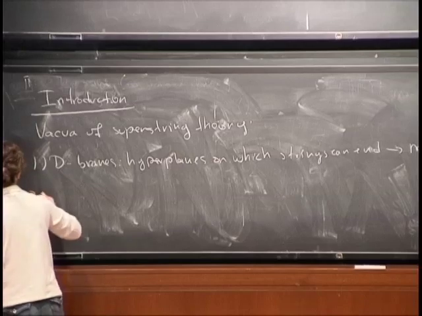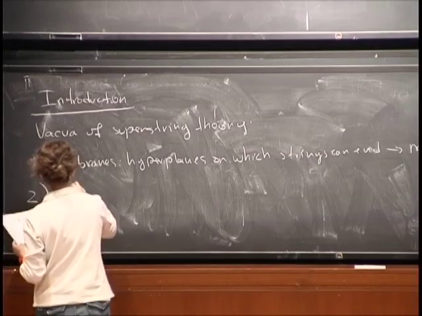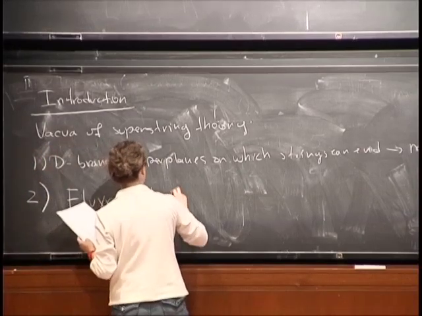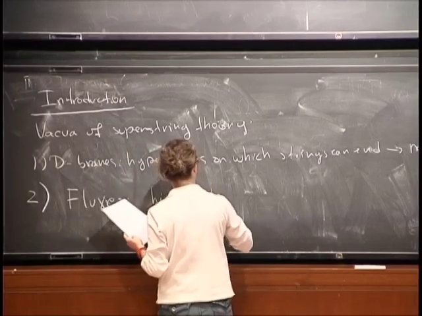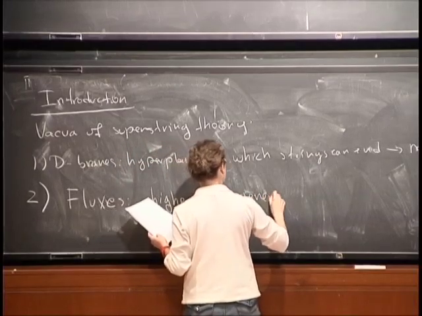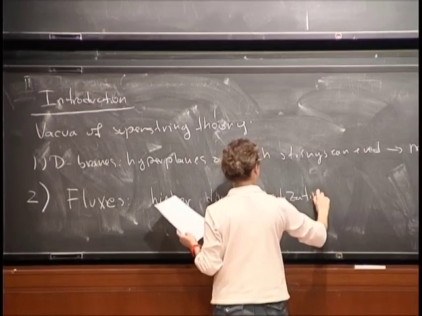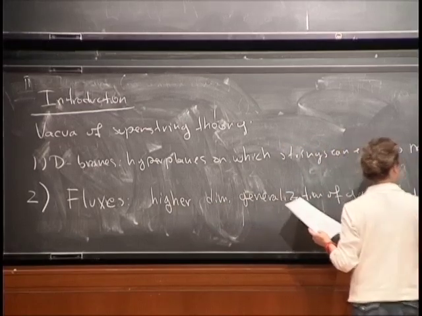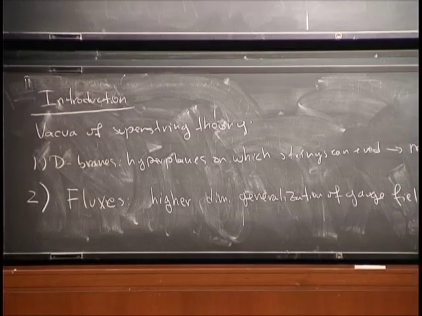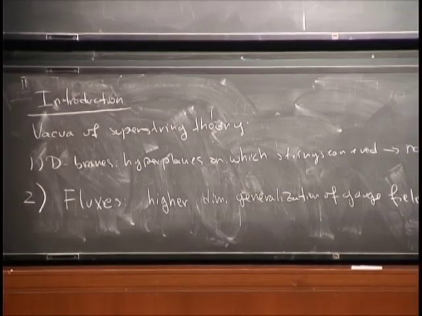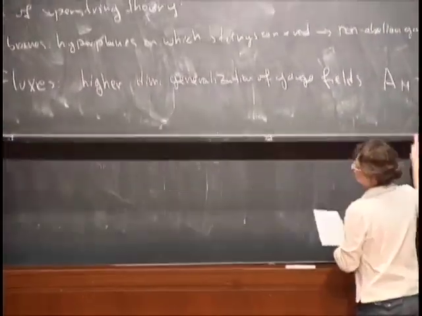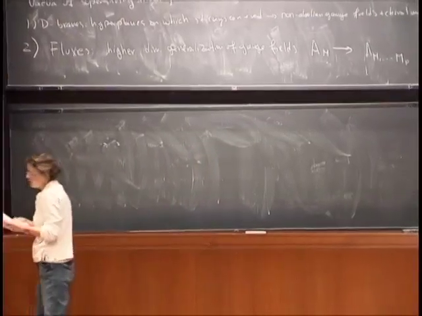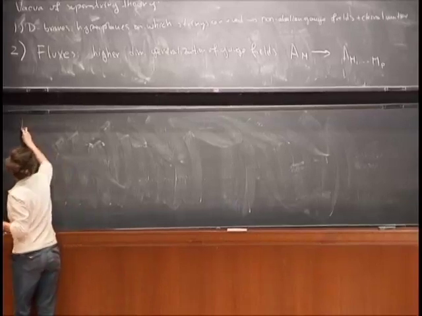Then, also important in the construction of vacua of superstring theory are fluxes. So these are higher dimensional generalizations of gauge fields. Like this, we would have a one-form, and fluxes would be objects with several indices, tensor fields. Now, so why are fluxes important for phenomenology? Let me give you a motivation.